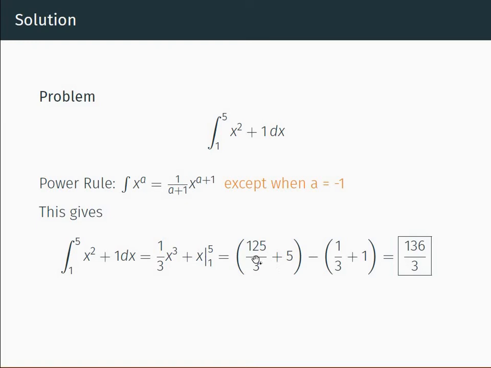So we plug in 5, so we have 125 over 3 plus 5, minus what we get when we plug in 1, which is 1 over 3 plus 1. So you should finally get 136 over 3. And that's all for this problem.